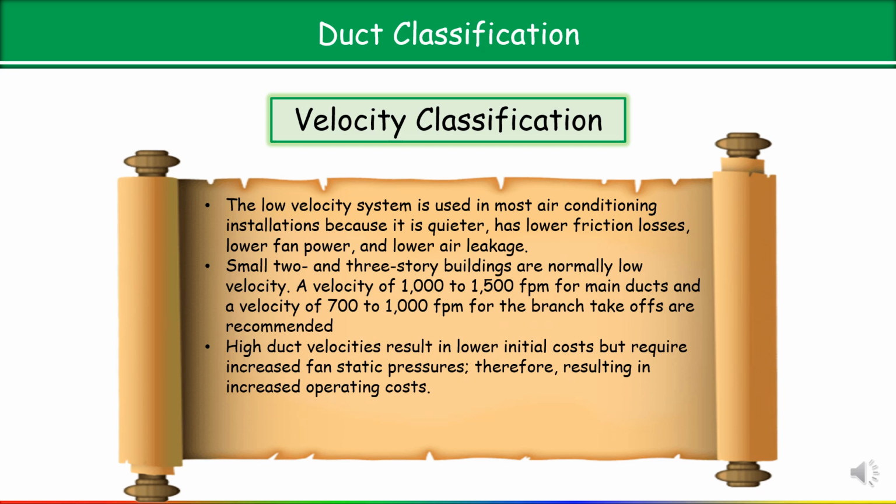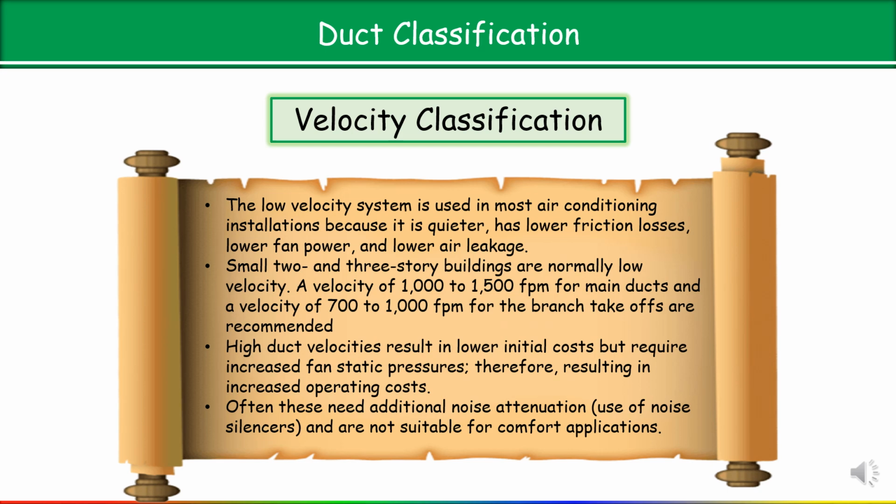High duct velocity results in lower initial cost but requires increased fan static pressure, therefore resulting in increased operating cost. Often these need additional noise attenuation, such as a silencer, and are not suitable for comfort applications. So this is all about the duct velocity classification.